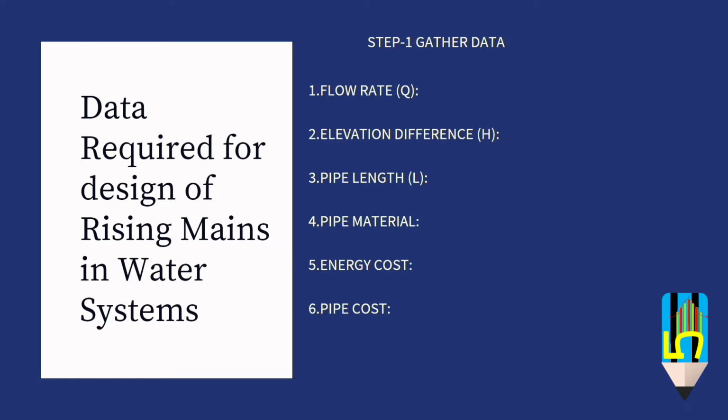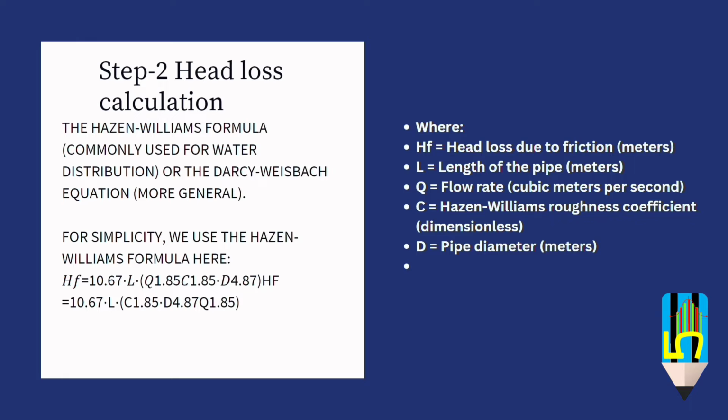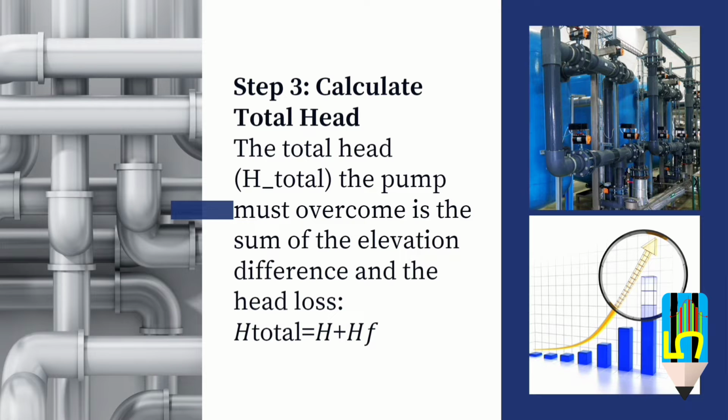Once we have gathered all this data, then the second step is head loss calculations. So the head loss in a pipe can be calculated using the Hazen-Williams formula or the Darcy-Weisbach equation. We can use any of the two formulas for our calculation. Once we have calculated the head loss, the next step will be the calculation of total head. Now this total head will be the sum of elevation difference plus the head loss due to friction, right?